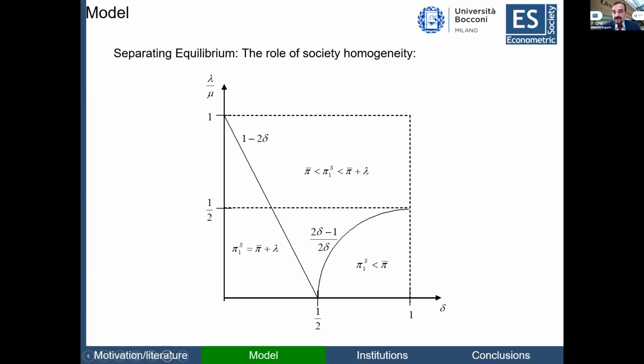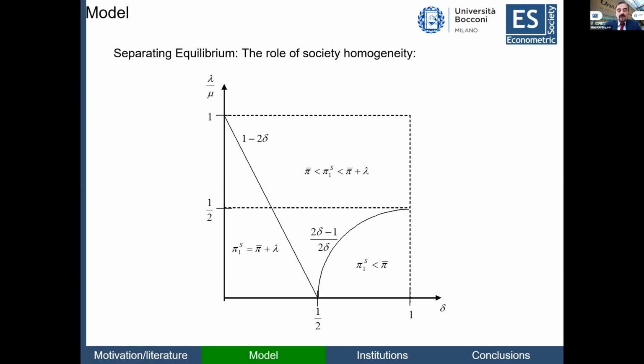But we'll see we still keep some interesting pooling equilibria. But for the separating equilibrium, if you have on the x-axis the discount factor, and on the y-axis the quotient lambda over mu, then when lambda over mu is very high, when you are in this region, the types are very similar. Whereas if you are in this region here, where it's very low, mu is much bigger than lambda. So the types are very different.